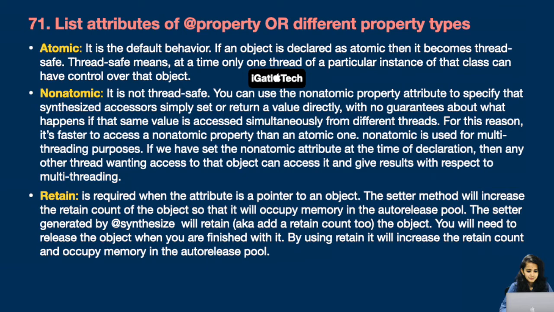Now, what is retain? Retain is required when the attribute is assigned to an object. The setter method will increase the retain count of the object so that it will occupy memory in the auto-release pool. The setter generated by synthesize will retain the object. You will need to release the object when you are finished with it. By using retain, it will increase the retain count and occupy memory in the auto-release pool.